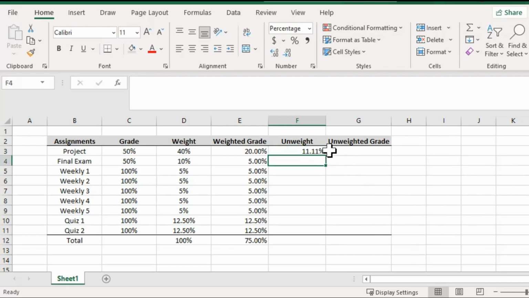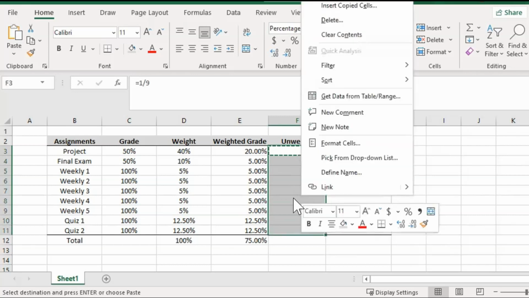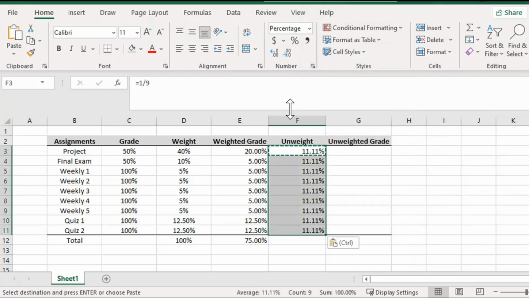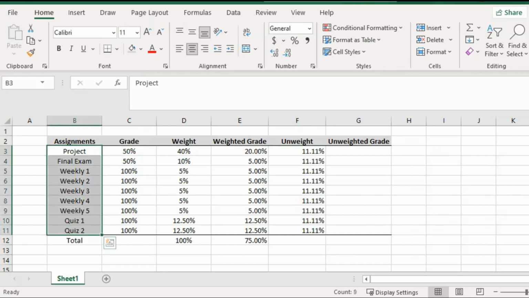So 11.11%. And behind that are an infinite number of ones. But for each of these items, we will copy and paste down this formula. And the reason I'm using 1/9 is because we have 9 assignments, right? So we have a count of 9, meaning we have 9 assignments.